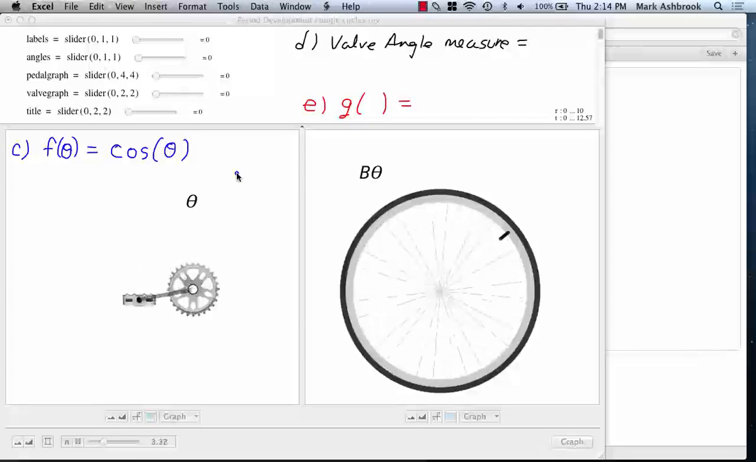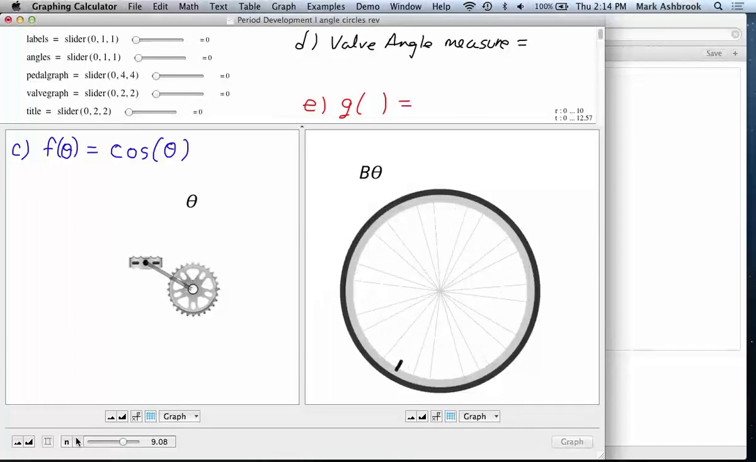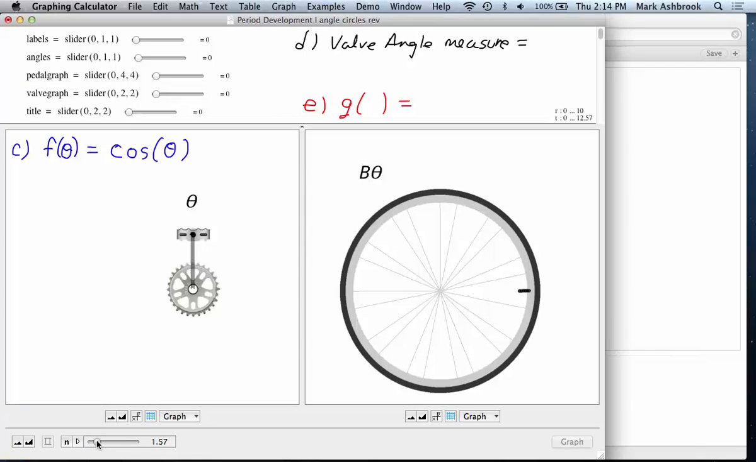Okay, and then they want you to find the valve angle measure in terms of the pedal angle measure. So we said, given one radian of pedal angle measure, we get four radians of tire valve. So what about if I go pi over 2? If I do pi over 2 for the pedal, what am I going to get for the tire valve? I'm going to do a quarter circle for the pedal. What am I going to get for the tire valve?